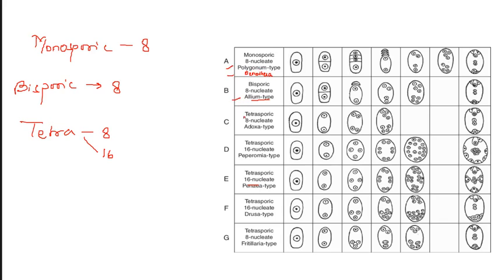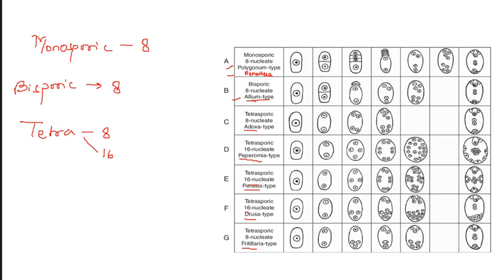This question is repeated. When we solve other papers, you will see it. Tetrasporic 8-nucleate is Adoxa, 16-nucleate is Peperomia, again 16 is Penaea, and another 16 is Drusa, and 8-nucleate is Fritillaria. If you learn the examples, then this will help you. So the bisporic example we saw is Allium.